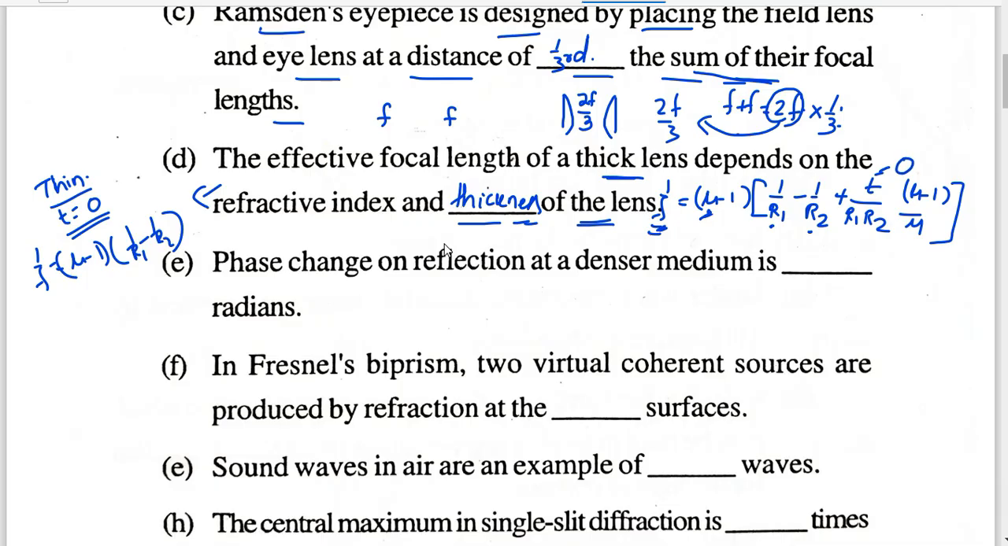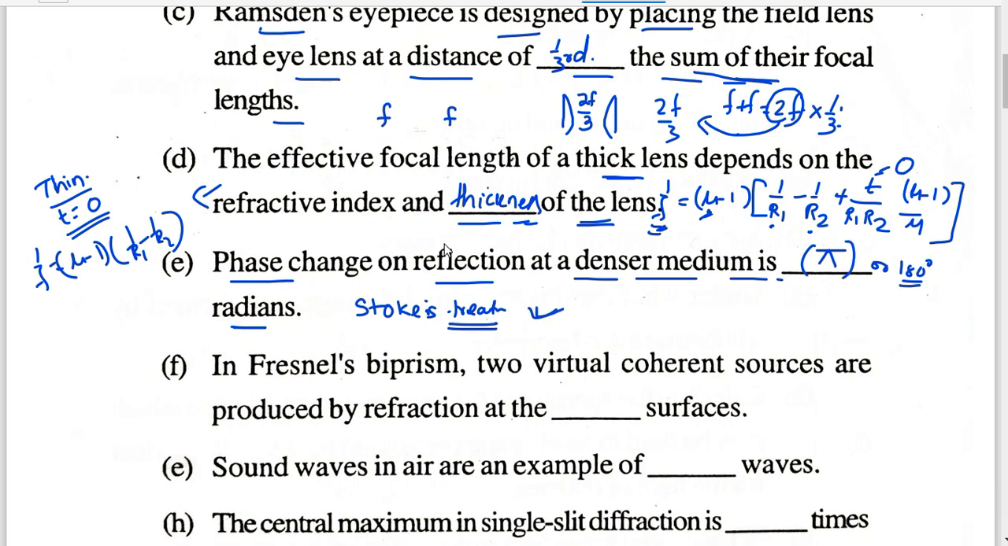Next question is, what is the phase change on the reflection at a denser medium, each dash radian? So this is basically the part of interference, which is the Stokes treatment. For Stokes treatment, whenever light undergoes reflection at a denser medium, then there is a phase change of pi radian, or 180 degrees. But the question is in radian, so you have to write the answer pi radian. That is the Stokes treatment.